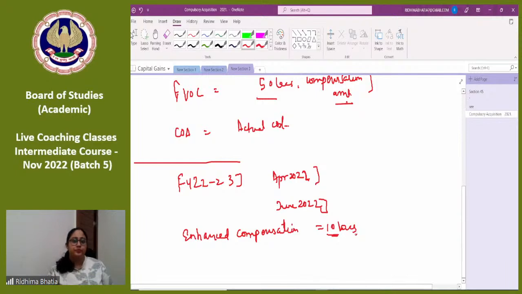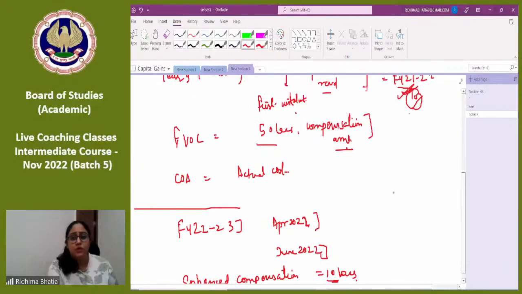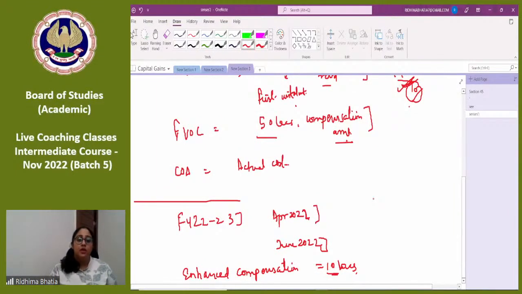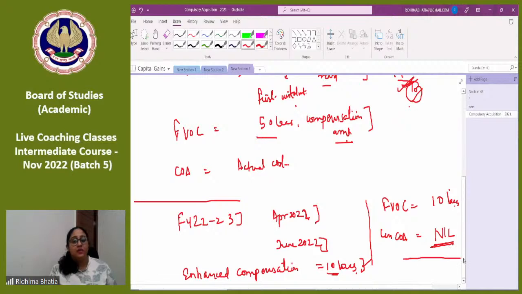Now will you revise your return for 21-22? Here you have shown it and offered it to tax. Will the full value of consideration change to 60 lakhs? No. The year has closed, everything is closed. This would be 50 lakhs only. Now in 22-23, you will offer this 10 lakhs to tax, by taking full value of consideration as 10 lakhs, less cost of acquisition, which would be nil. Why nil? And hence on 10 lakhs you will pay capital gain.